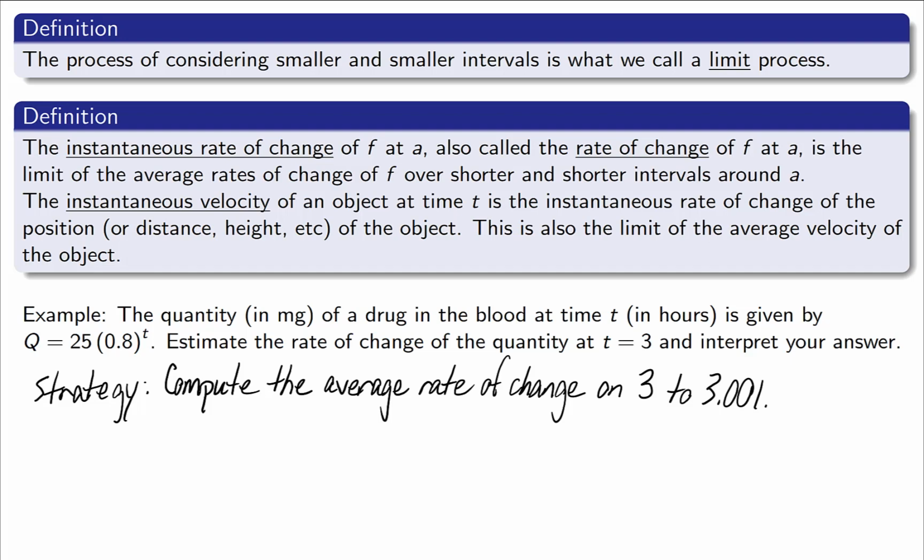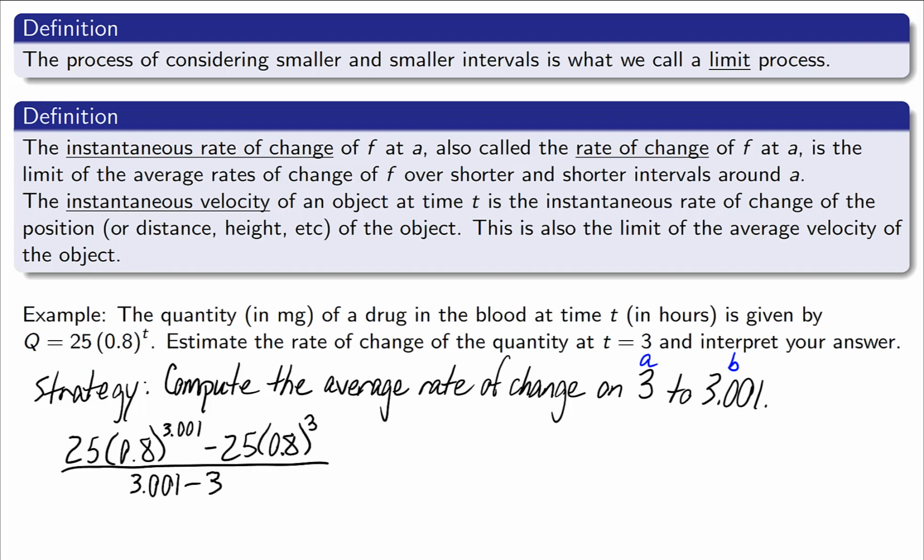So if we're computing the average rate of change, I'm going to treat this like my a and this like my b. And I'll plug my values into my function, which is this Q here. Here's what it looks like after we plug in our values. f of b, we plugged in 3.001 into the function, minus f of a, we plugged in 3 into the function, over b minus a. This comes out to approximately negative 2.86 milligrams per hour.